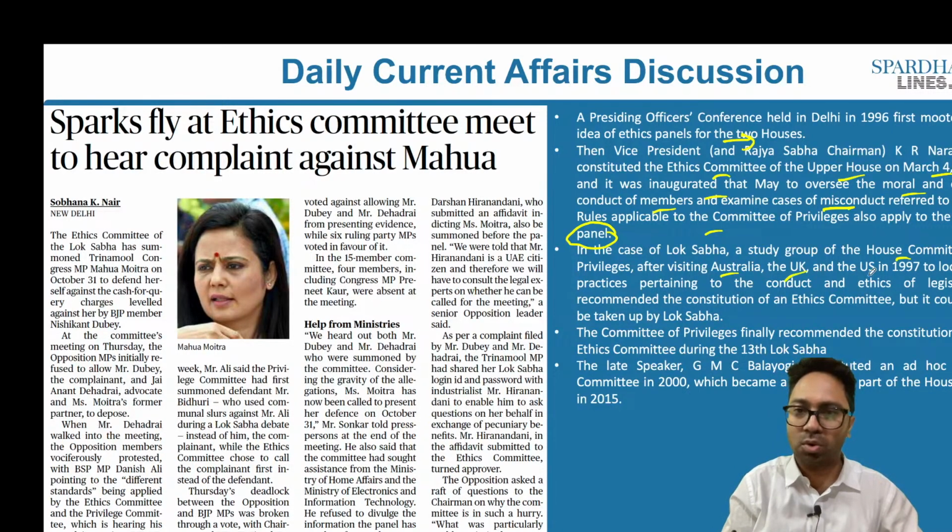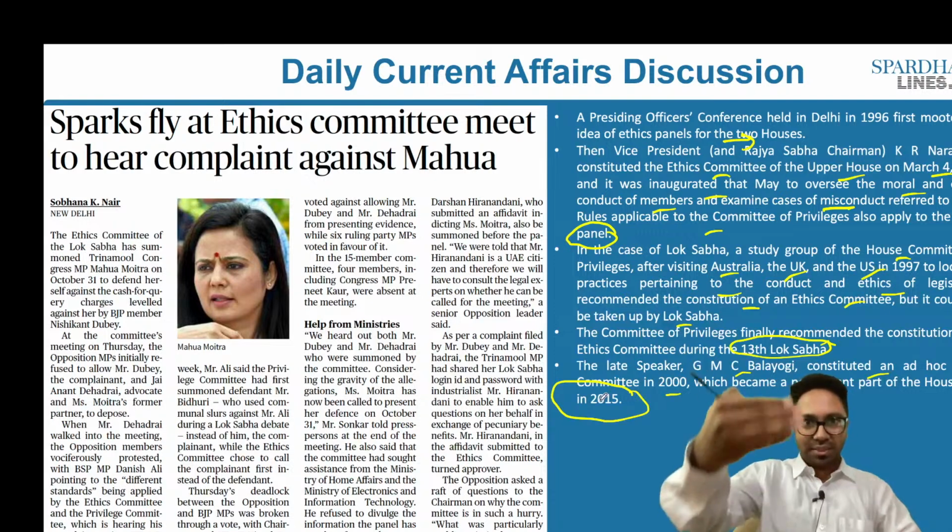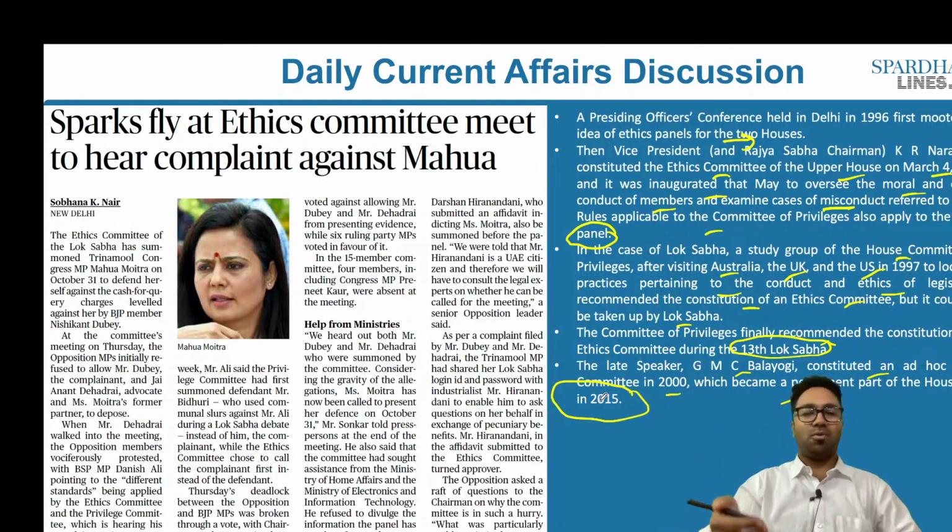In the case of Lok Sabha, a study group of the House Committee of Privileges, after visiting Australia, UK and US in 1997 to study the practices pertaining to the conduct and ethics of the legislature, recommended the constitution of an ethics committee, but it could not be taken up in the Lok Sabha. The Committee of Privileges finally recommended the constitution of an ethics committee during the 13th Lok Sabha, and the late Speaker GMC Balayogi constituted an ad hoc ethics committee in 2000, which became a permanent part of the house in the year 2015. This was how the ethics committee was established.